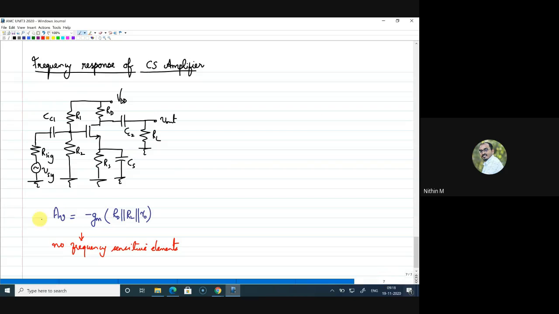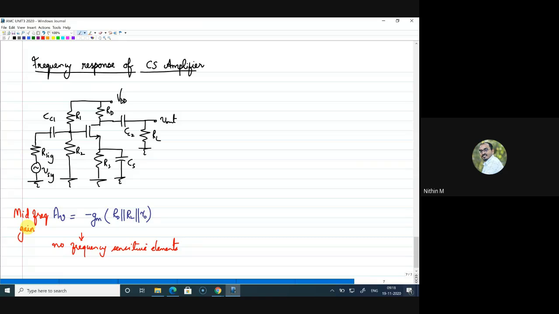All right. So the gain we have written here is called mid-frequency gain, and in mid-frequency gain, the capacitors are not considered. If you remember, I told you that the capacitors were acting as short. So since capacitors were acting as short, we did not include those capacitors in the gain expression, or the gain expression we have right here is independent of frequency because we did not consider any frequency sensitive elements, right?